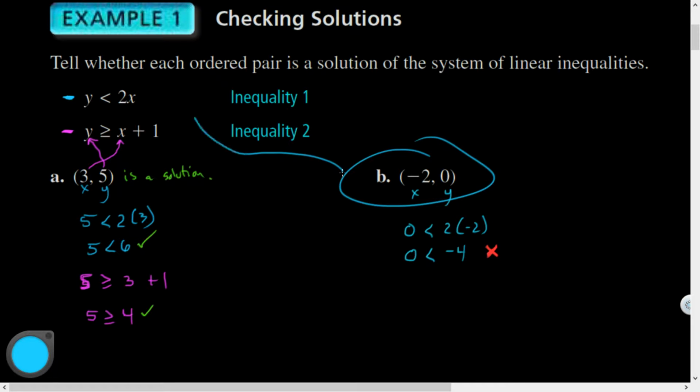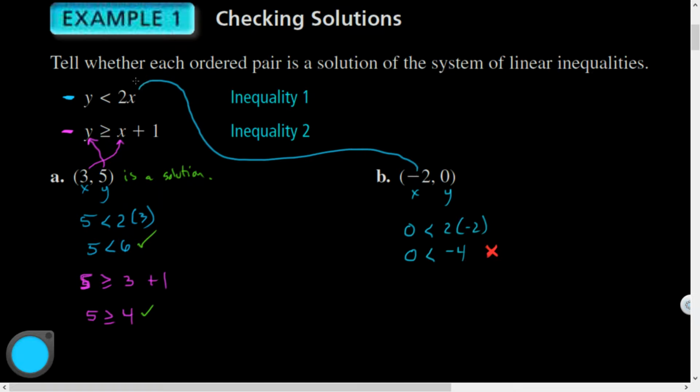And Kayla, what was your question? Sorry. Right. So we were plugging negative 2 in for x, and we were plugging in 0 for y.